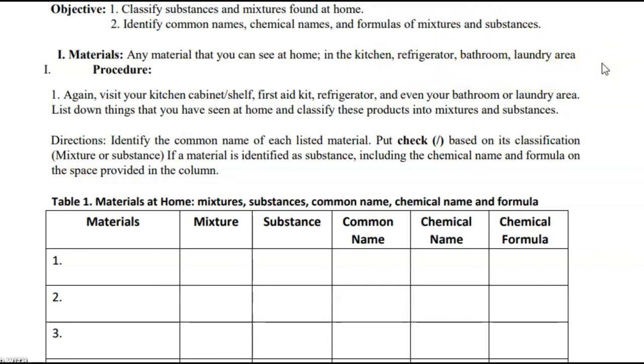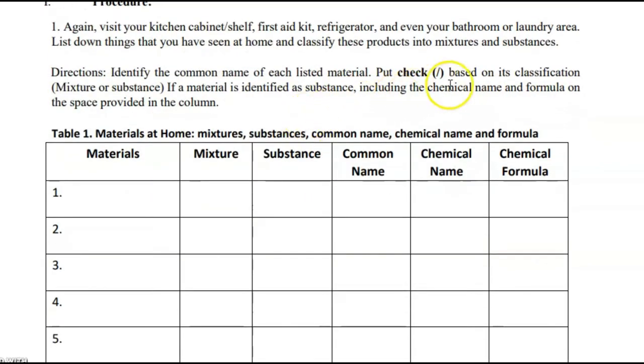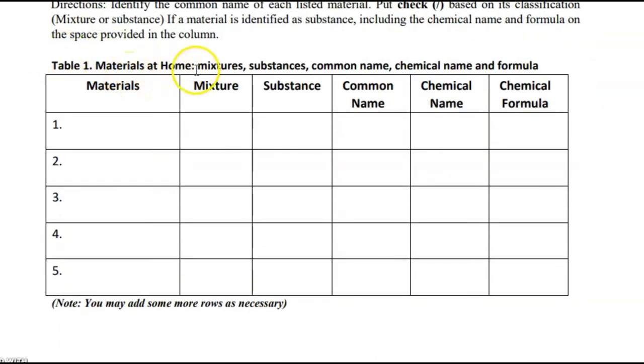All you have to do is to visit your kitchen, cabinet shelf, first aid kit, refrigerator, and even your bathroom or laundry area. List down things that you have seen at home and classify these products into mixtures and substances. Put a check based on its classification. Bigyan ko kayo ng example. Table 1, materials at home, mixtures, substances, common name, chemical name, and formula. Sagutan natin yung number 1.